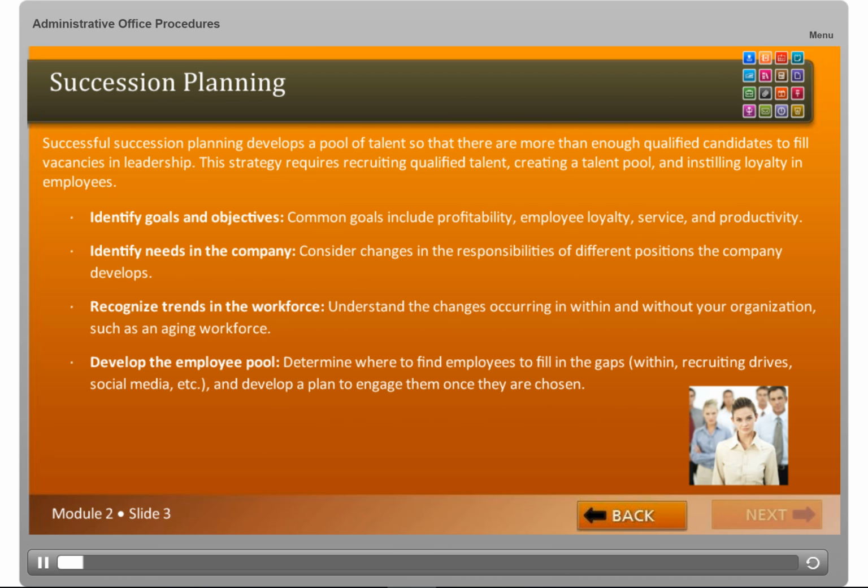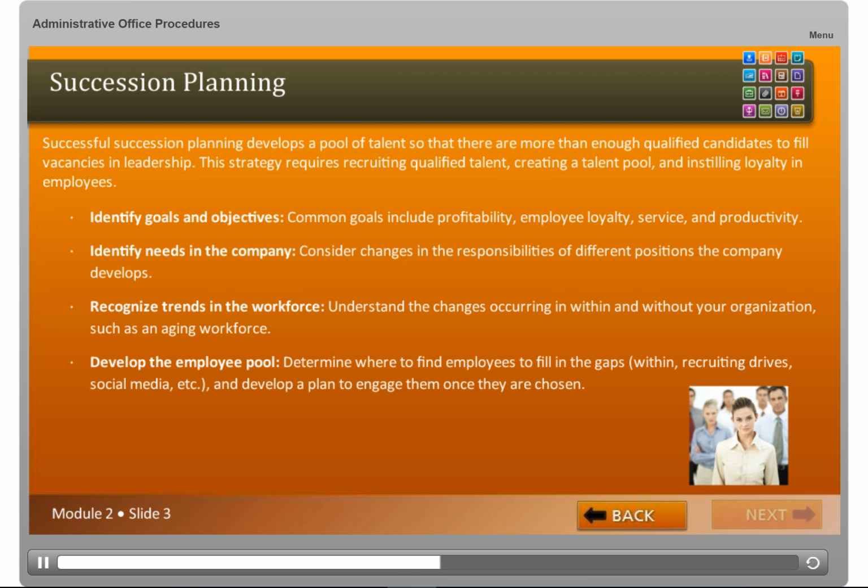Succession planning. Successful succession planning develops a pool of talent so that there are more than enough qualified candidates to fill the vacancies in leadership. This strategy requires recruiting qualified talent, creating a talent pool, and instilling loyalty in employees. Identify goals and objectives. Common goals include profitability, employee loyalty, service, and productivity.